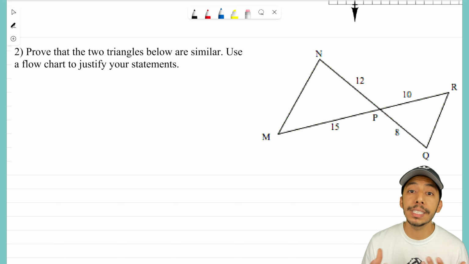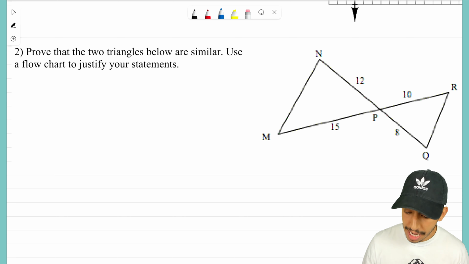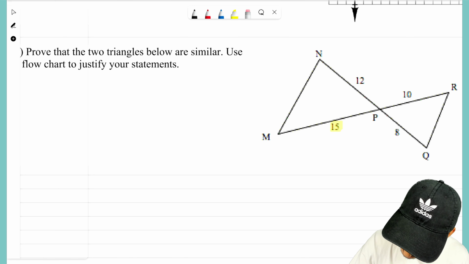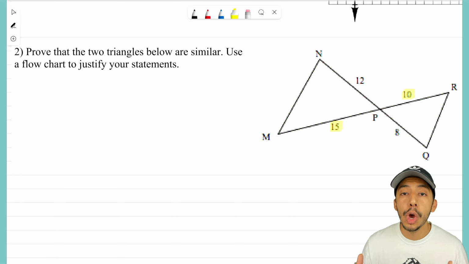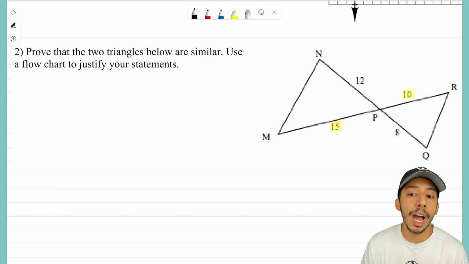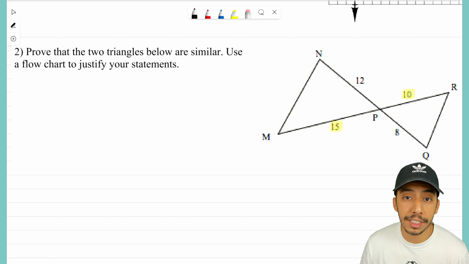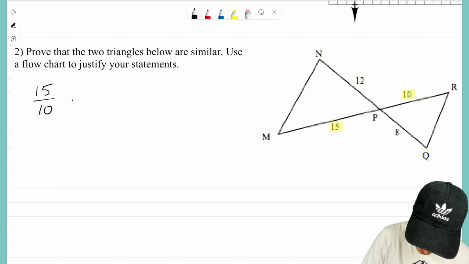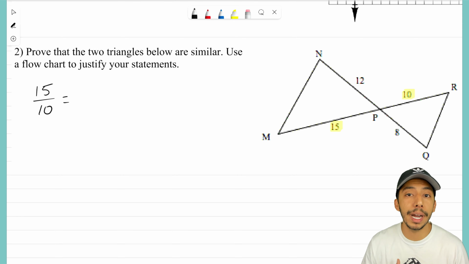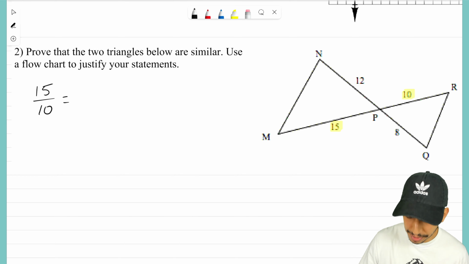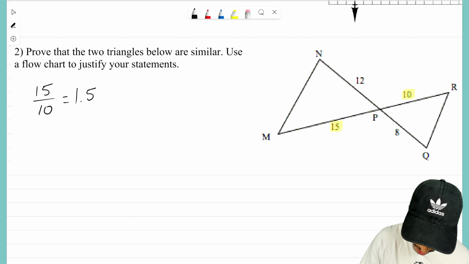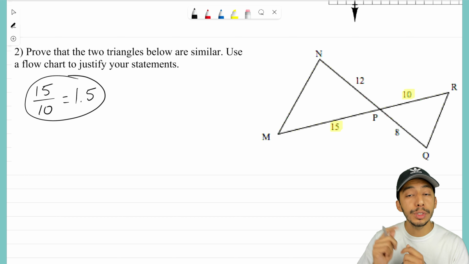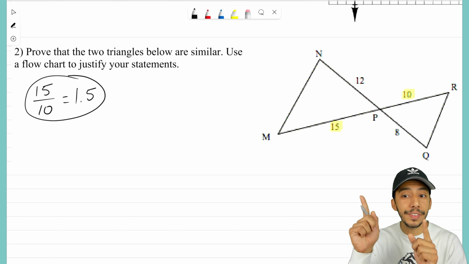We want to start comparing sides and looking at zoom factors. I'm going to start off with the side 15 and the side 10. To compare those two sides, we want to make a fraction of those sides, showing the zoom factor. So I'm going to write out 15 divided by 10. Doing this will allow me to see my zoom factor, and 15 divided by 10 ends up equaling 1.5.